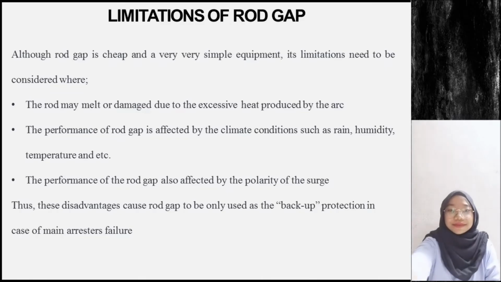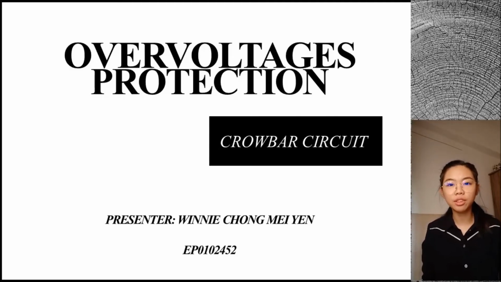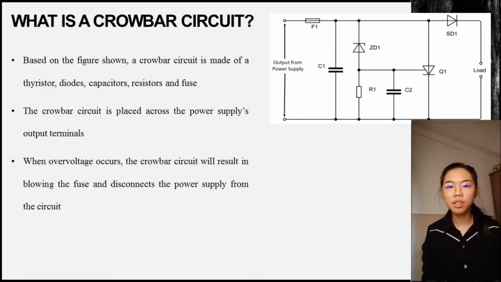Thank you. Hi everyone, my name is Winnie and I will be presenting another method of overvoltage protection, which is to build a crowbar circuit. A crowbar circuit is made of resistors, capacitors, diodes, thyristor, and also a fuse. Based on the figure shown, it is placed across the power supply's output terminals.